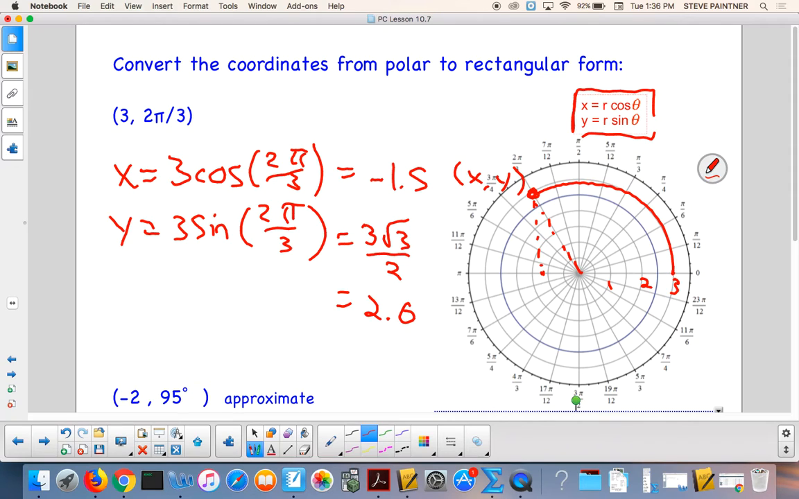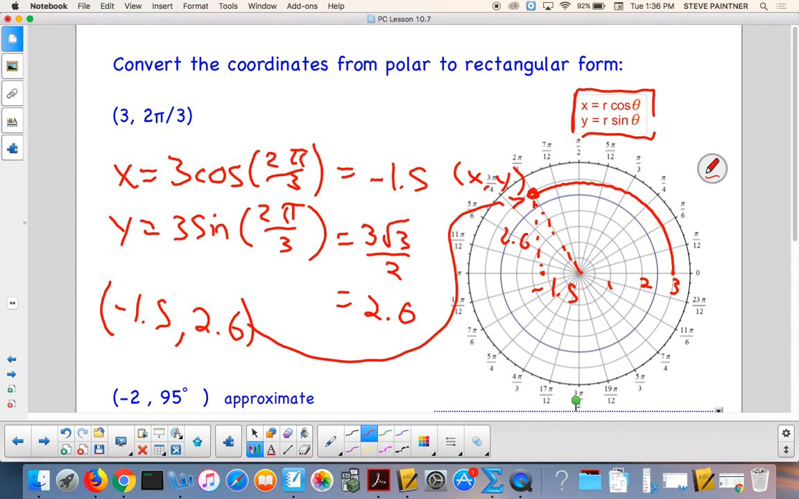So again, we're just using our polar coordinates to rectangular coordinates formula. So our point then is x is negative 1.5, y is 2.6. That's the coordinate of this point in rectangular coordinates. And the reason you want to be graphing all these is you want to think, does that make any sense? Because if you had gotten a negative y value, you obviously did something wrong because we're in positive y direction. So it's negative 1.5, 2.6.